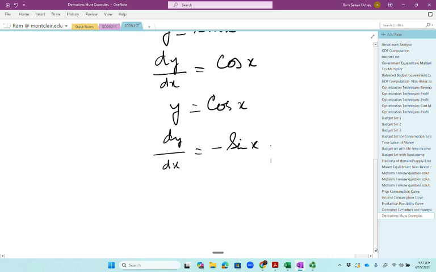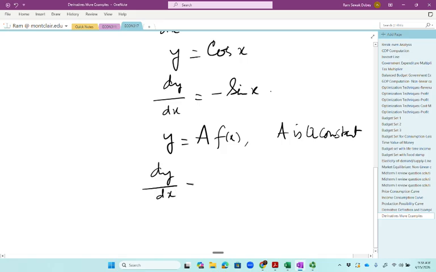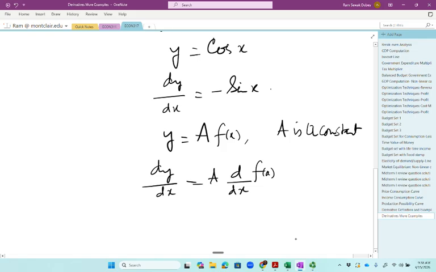I would also like to write down the derivative for a function which can be written as y equal to a times f of x, where a is a constant, with the derivative being a multiplied by the derivative of f of x. And for this I'll give an example.